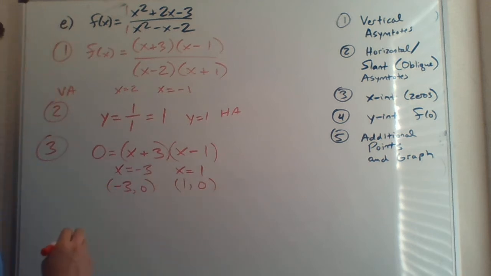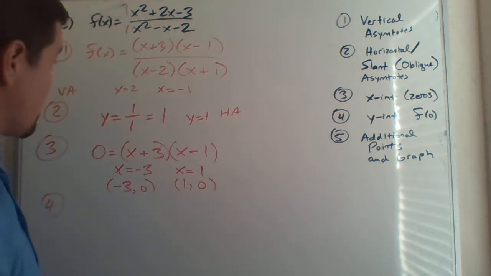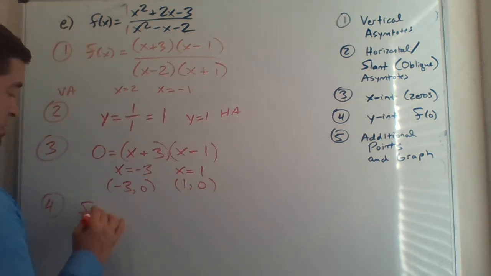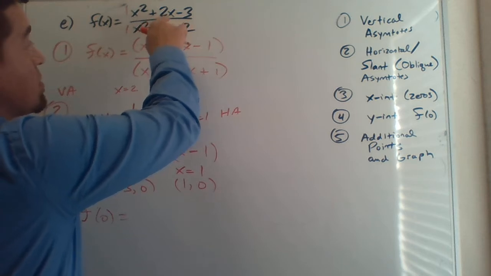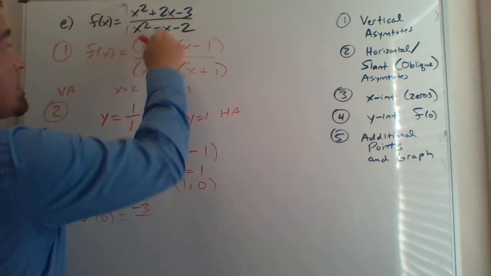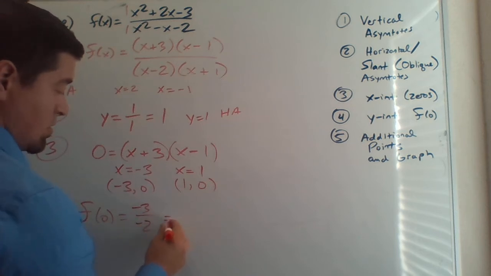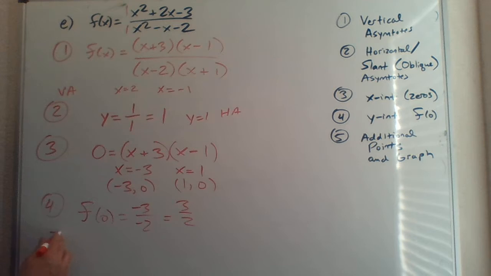Step 4 is to find the y-intercept, which you're just going to plug in 0 for x. So I want f of 0, which is easier found just doing it in your head. That's 0, 2 times 0 is 0, minus 3, that's -3. 0 minus 0 over -2, that's -2, so that's 3 over 2. And then step 5, you want to find additional points.